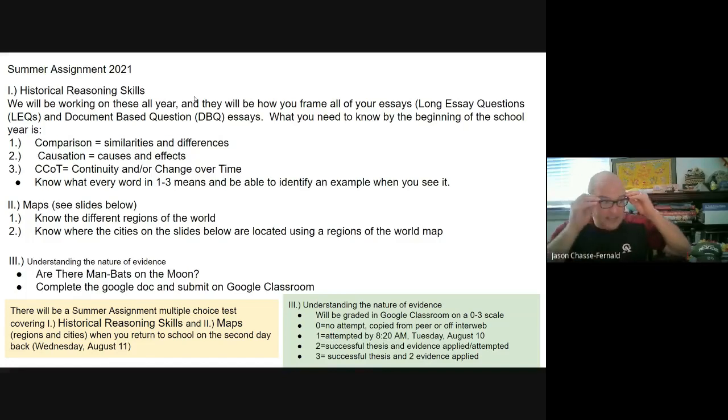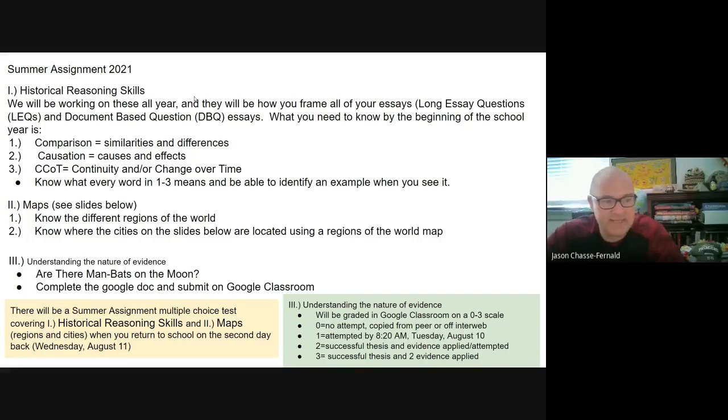The third thing you're going to be asked to do is I'm asking you to use some evidence to draw some conclusions and then support your conclusions with evidence provided. So we're looking at the question of, are there man bats on the moon? And I have some documents for you.